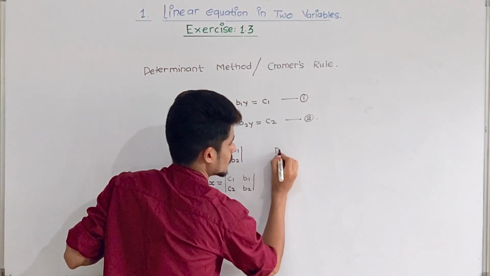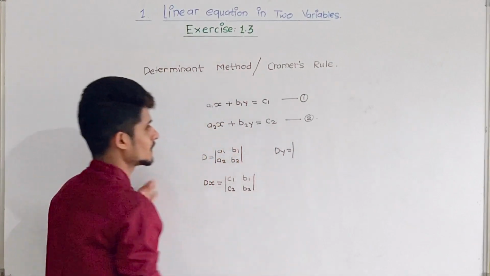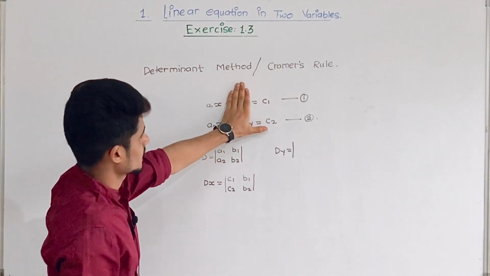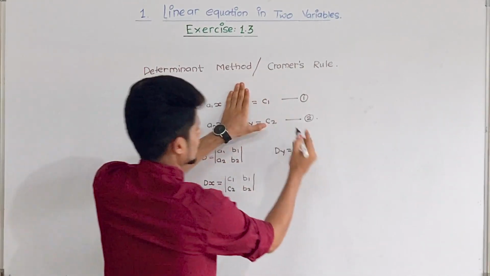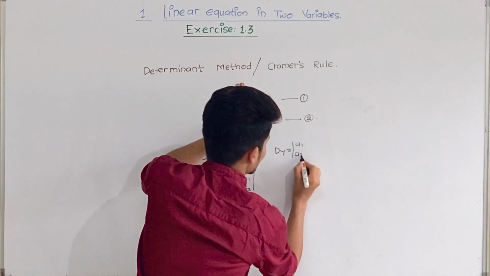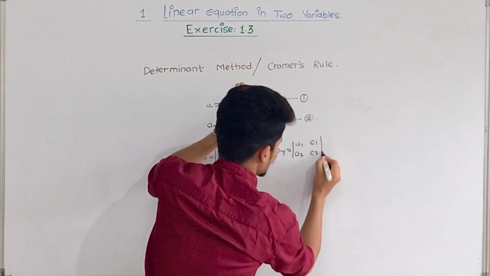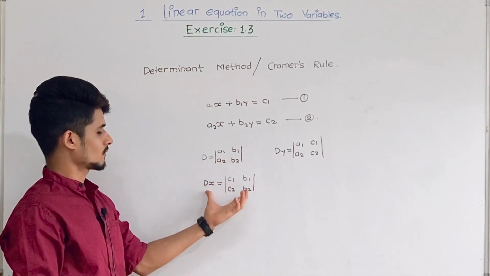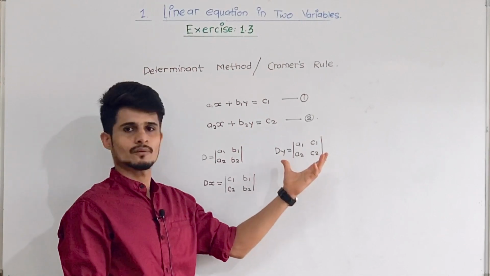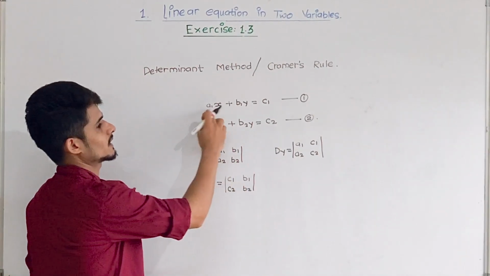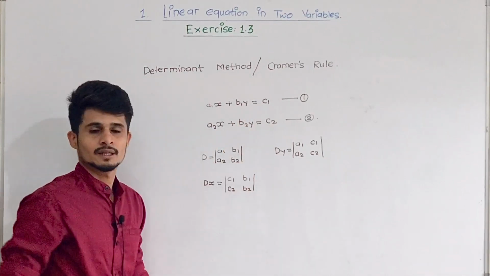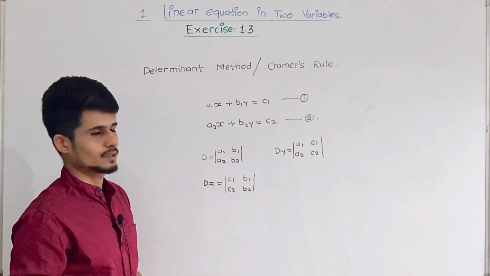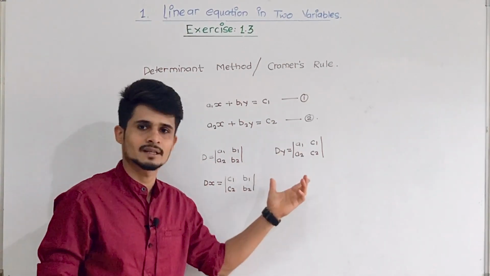Similarly, for the determinant of y, we omit the y coefficients and write a1, a2, c1, c2. This is the way to write the determinant of x and the determinant of y, where a1, b1, c1 and a2, b2, c2 can be any numbers. So this is how to find the determinants.